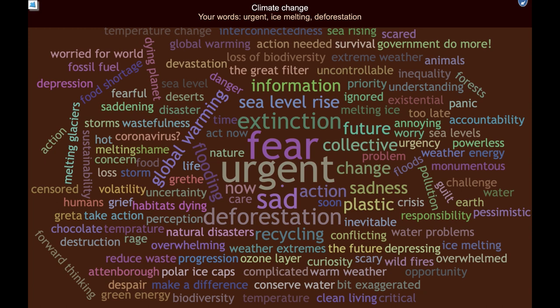There are so many words in here, but the ones that are the most repeated are things like fear, urgent, sad, deforestation, sea level rise. Looking at many of these words, a lot of them are associated with fairly negative things. But there are lots of other things here in terms of things that we could do, such as conserving water. The government should do more. Action is needed. So there are lots of doing words here as well, and aspects that are being changed by the climate, such as the polar ice caps. George, what's your take on all of this, and what do you think we can do?